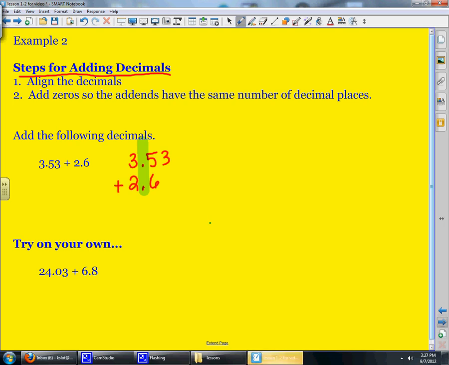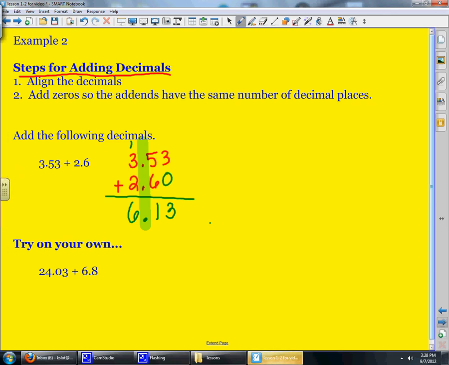Now I can add. The second step says to add some zeros. So I'm going to add a 0 here, so then I have the tenths place and the hundredths place. So we add. 3 plus 0 is 3. 5 plus 6 is 11. I'm going to carry the 1. And then 3 plus 2 is 5 plus 1 is 6. Now that decimal point is going to come right down here, and it's going to be in the same position as the other decimal points were, so they all align. So the answer is 6.13.